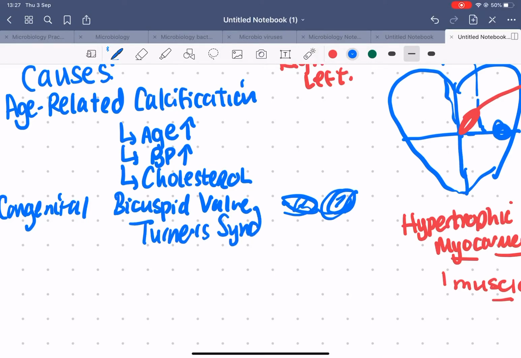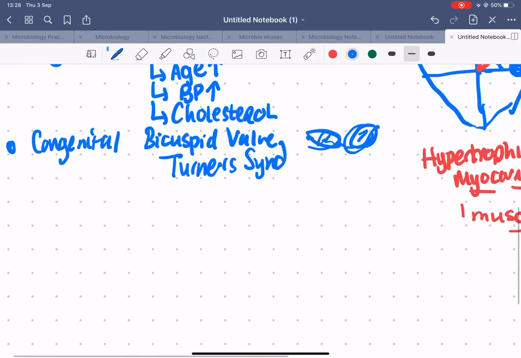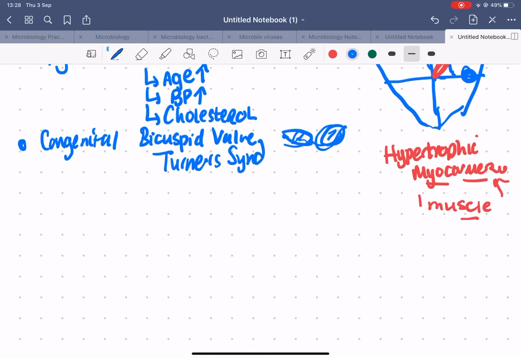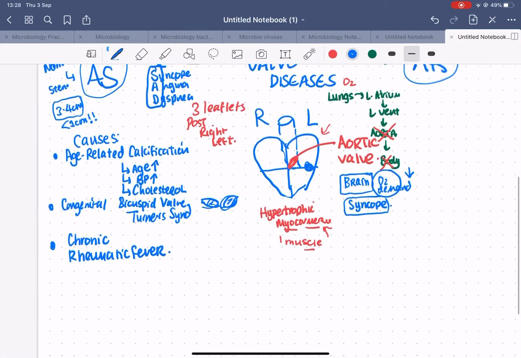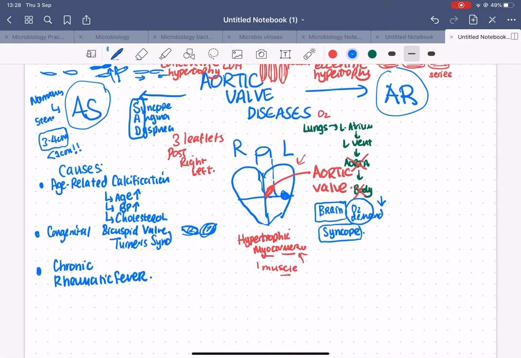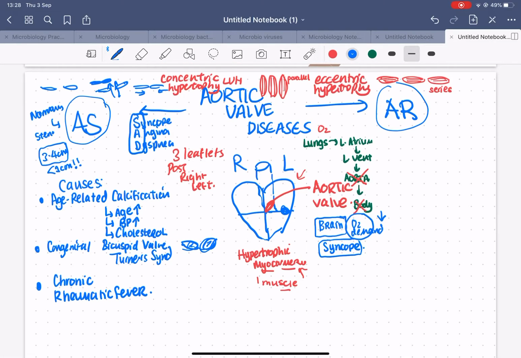Okay. Now, the other thing that can cause aortic stenosis is any kind of rheumatic fever, right? So a chronic rheumatic fever. Now, I know rheumatic fever typically affects the mitral valve. However, it can also affect and cause aortic stenosis.